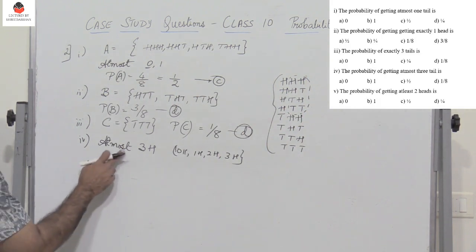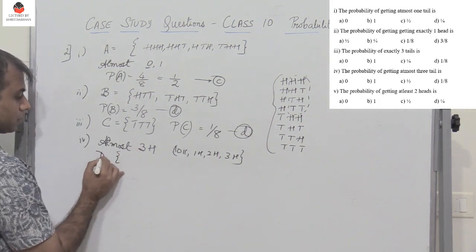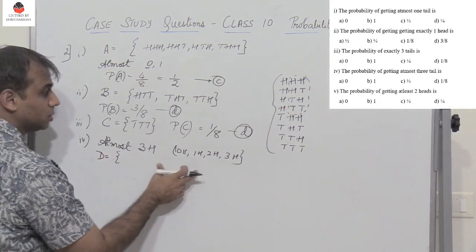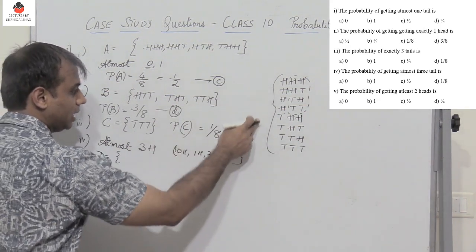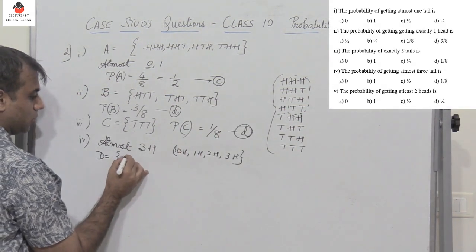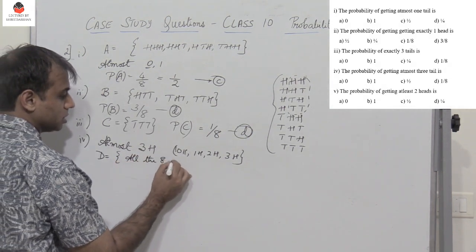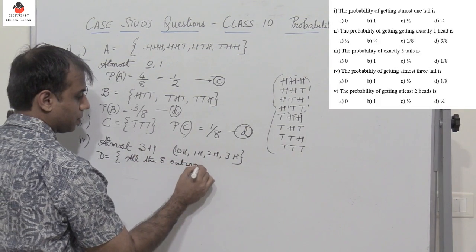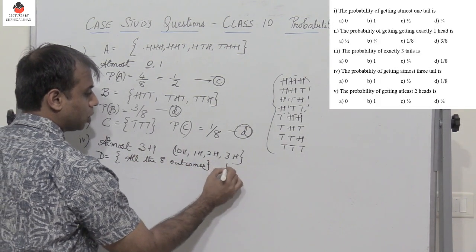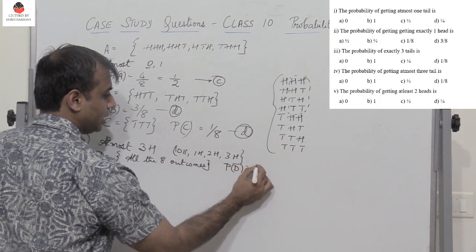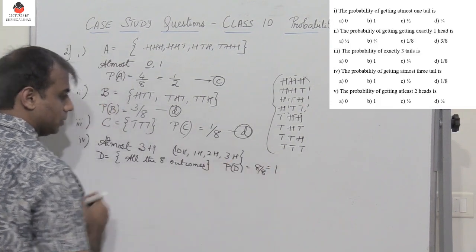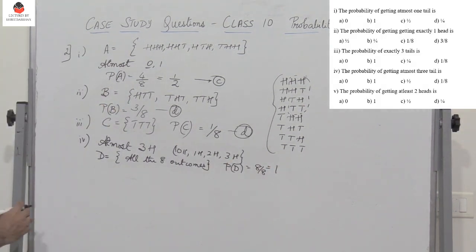So therefore at most 3 heads include all these 8. So you have all the 8 of them, all the 8 outcomes. So probability of D equals 8 by 8, which is 1. So the right option is B.